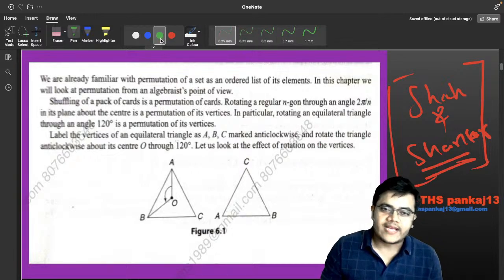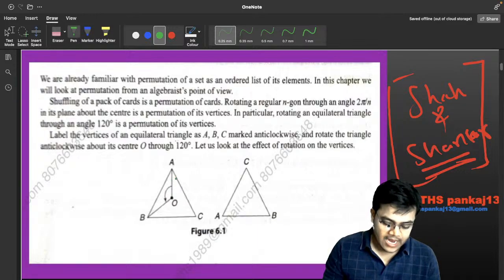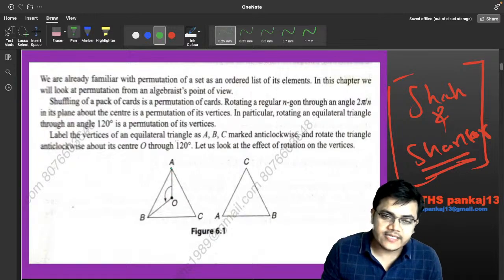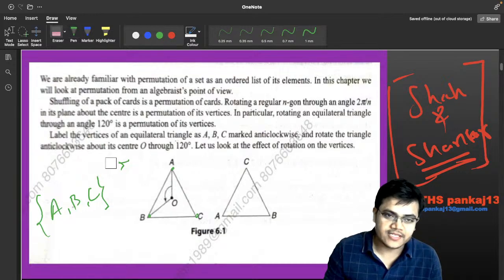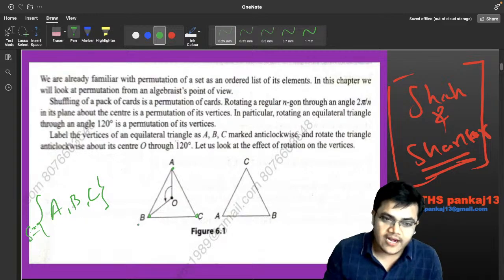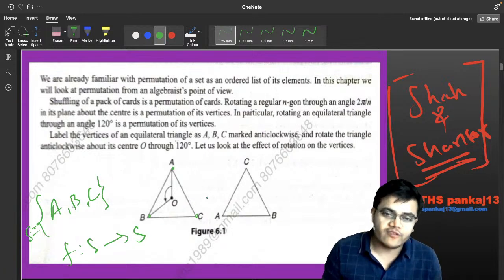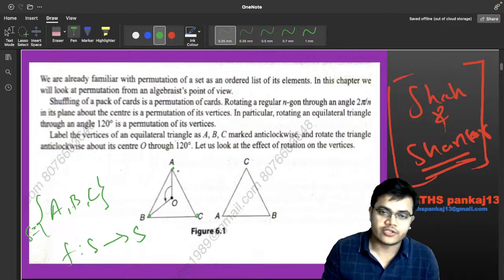First of all, you can see a triangle over here, and you can see the vertices A, B, C. So I am just going to make a set {A, B, C}, and let's call it S. I want to define a function f from S to S. But which kind of function and which kind of rotation is going to be done? Certainly we have taken here an equilateral triangle.